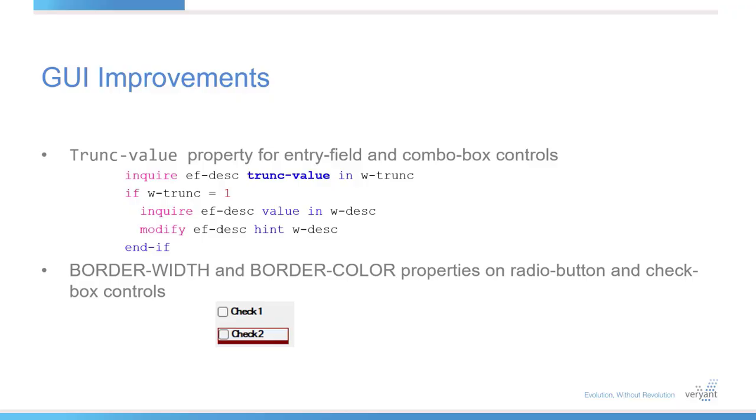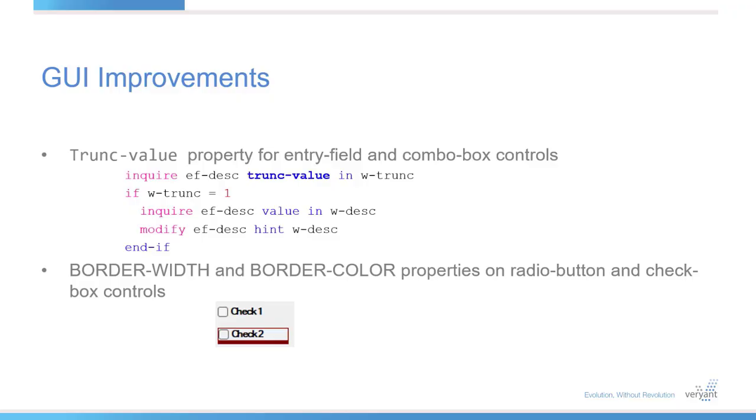You can expand the control. You could expand the window to show the full value. You can display it somewhere else on the screen, or you can show it as a tooltip that appears when the user hovers over the field, like this code example does with the hint.